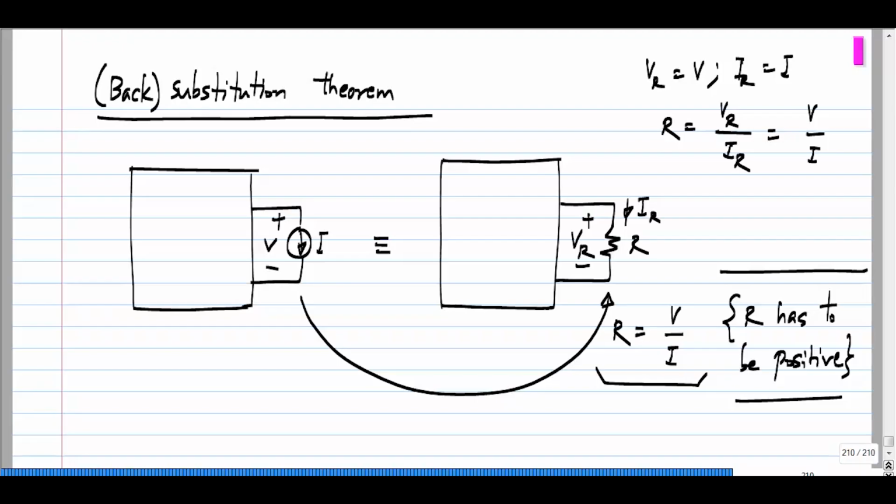So, if you go and replace every independent source in the circuit with positive or negative resistors, it will not work because of some other conditions. We will not go into that here.